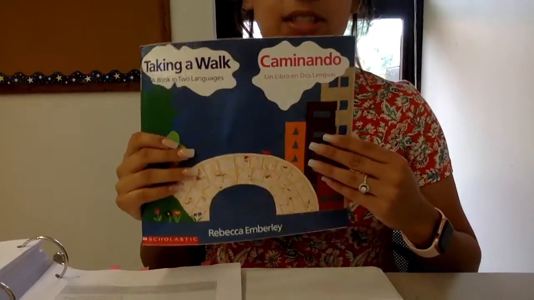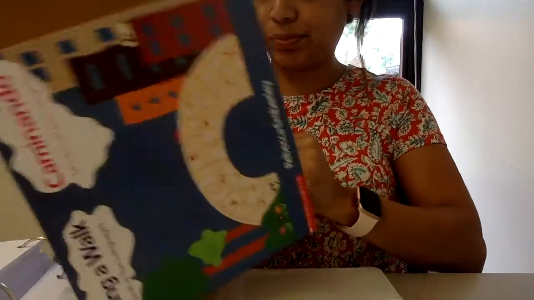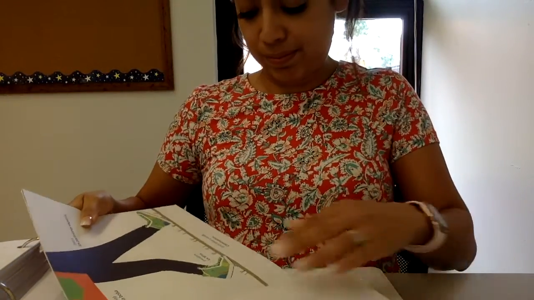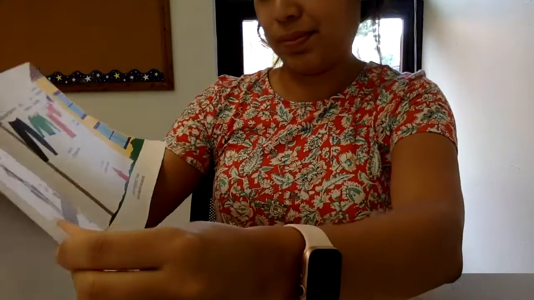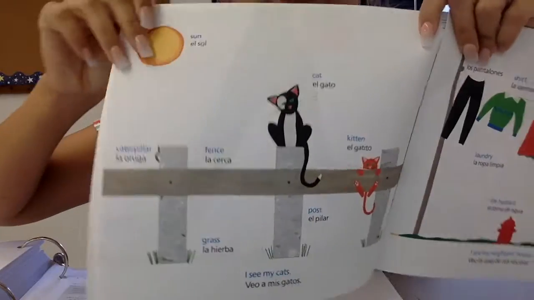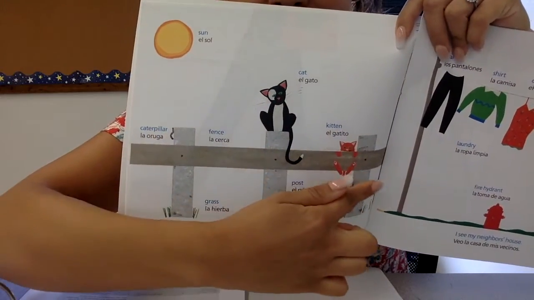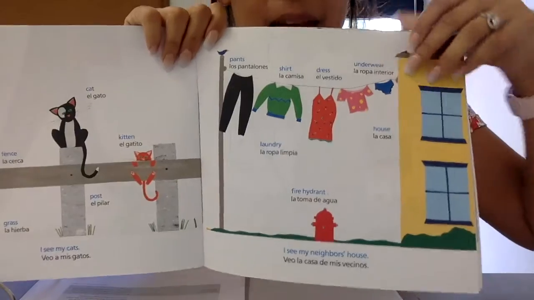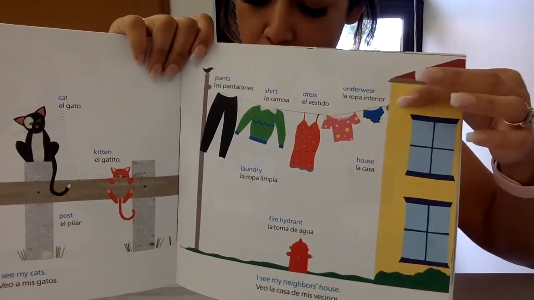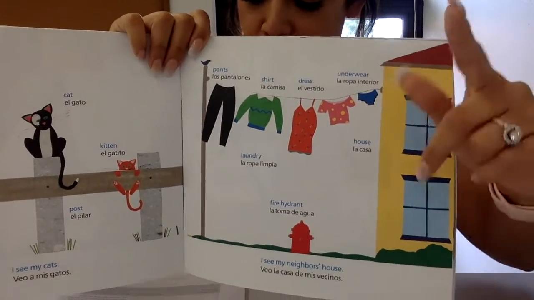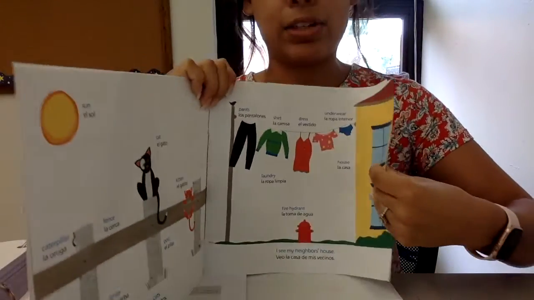So how about taking a walk? I know everyone has this book. Taking a walk. Caminando. Let's take a walk. I see my cats. I see my neighbor's house. Remember, as you read the book, point to the object in the illustration and help your child find the word in the text that matches that object.